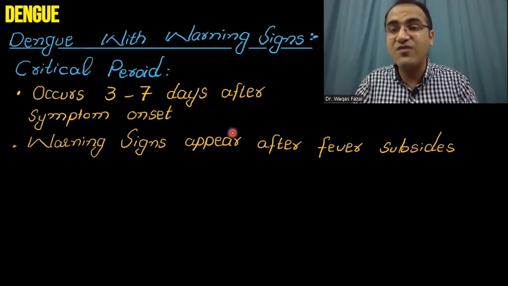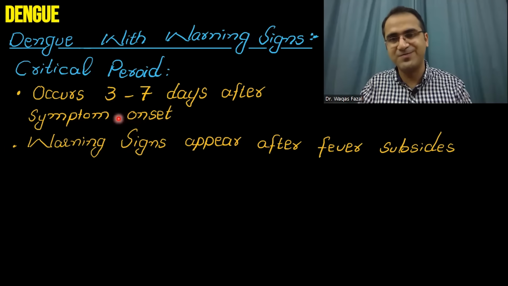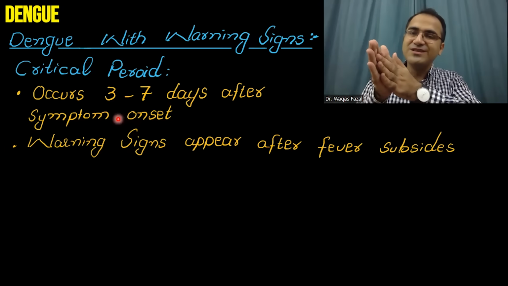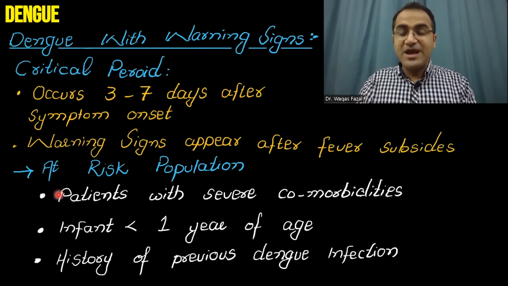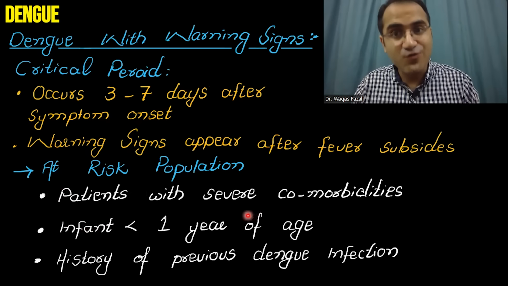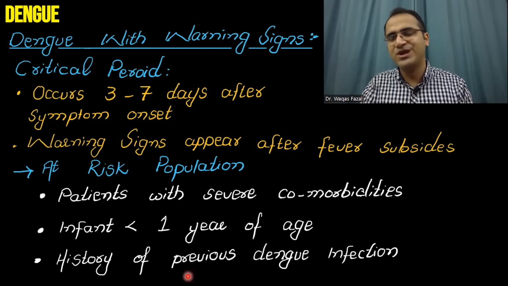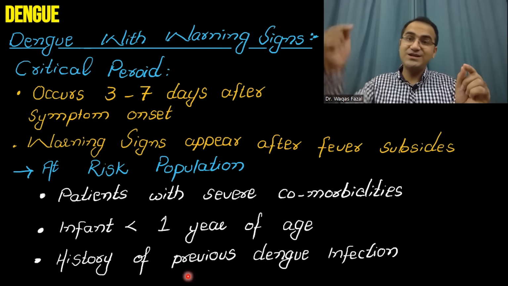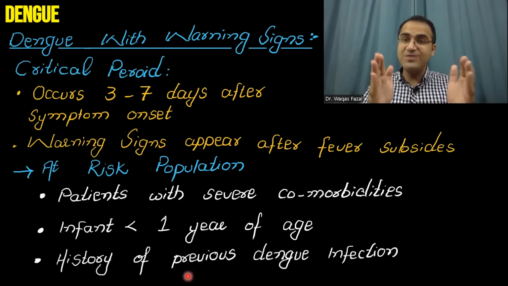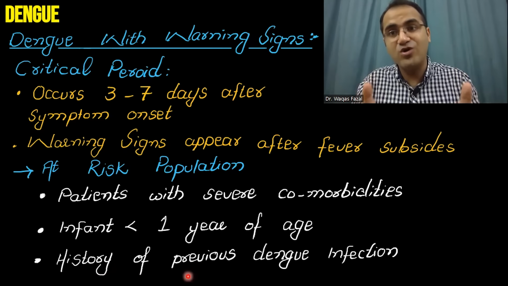Warning signs appear after the fever subsides and occur 3 to 7 days after symptom onset. When the patient is recovering from fever, the critical period starts, and in that period the patient starts to develop the warning signs. At-risk population includes patients with severe comorbidities, infants less than 1 year of age, and any patient with a history of previous dengue infection. These are high-risk patients, and you should observe them as soon as their fever subsides.